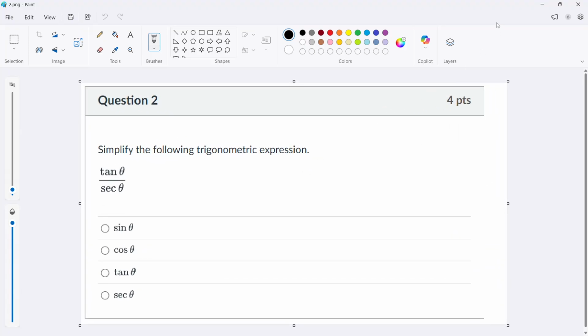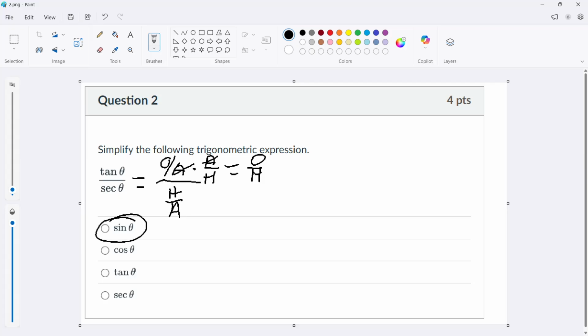Simplify the following trigonometric expression. I'll do it 2 different ways. Tangent is opposite over adjacent divided by secant is 1 over cosine. Cosine is adjacent over hypotenuse, so secant is hypotenuse over adjacent. When I divide by a fraction, I multiply by the reciprocal of the fraction. I flip it. The a's cancel. I get opposite over hypotenuse, and that is sine.